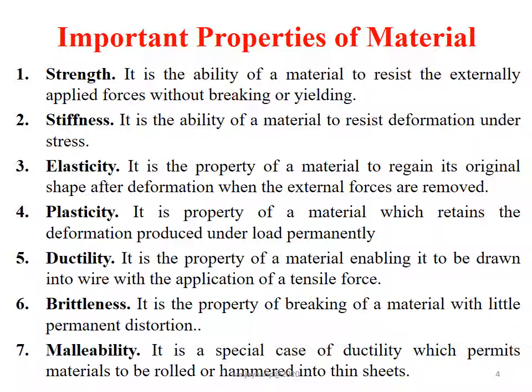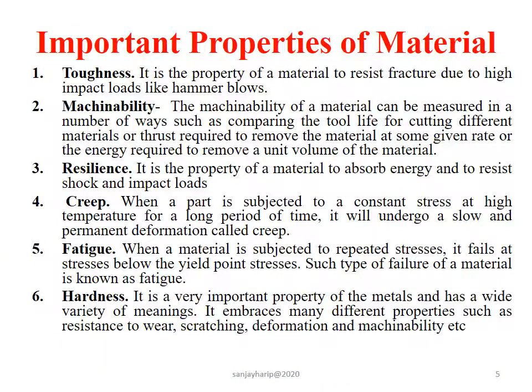Next property, that is malleability. This property permits material to be rolled, hammered into the sheet. Malleable material should be plastic, but it is not essential to be so strong. Soft steel, wrought iron, copper, aluminium are malleable materials. Toughness. It resists fracture due to high impact of load like hammer blow. Toughness of material decreases when it is heated. This property is essential where parts are subjected to shock and impact load.